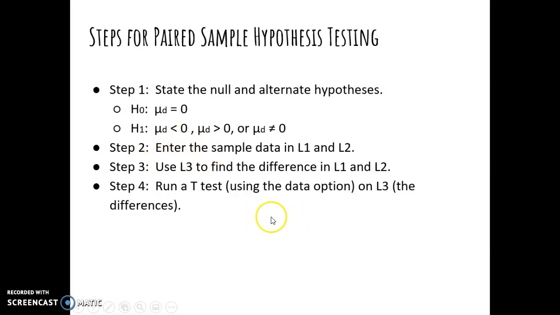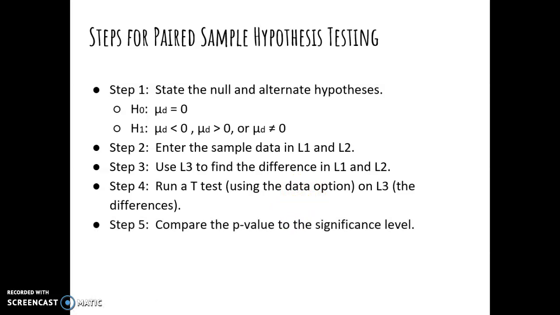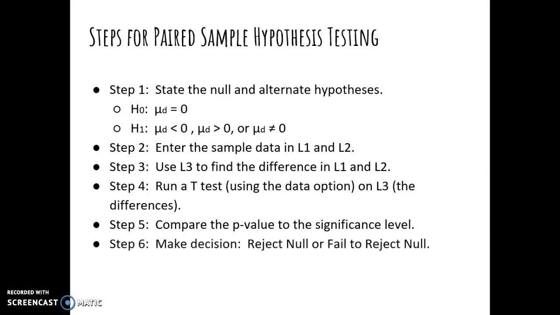So it's actually just one list of data. And we put that in L3. We actually have the calculator calculate it for us, and we run the test choosing data as the option. And then we run the test on L3, if that's where we put our differences. And then we compare the p-value as usual. And then we make the decision to reject or fail to reject the null, and we write our conclusion in context of the problem. So much of it is the same.